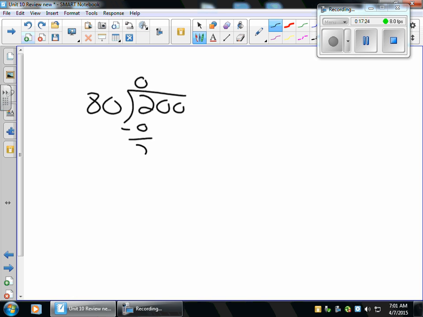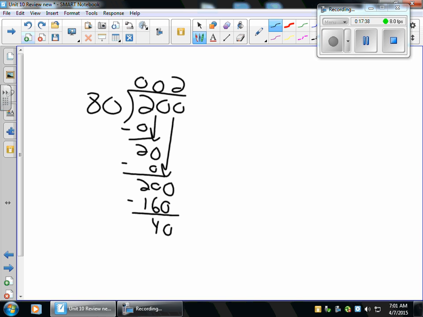0, subtract, got a 2, bring down the 0. 80 goes into 20, 0 times, subtract. How many times does 80 go into 200? Well, I'm going to put 2 times because 80 times 2 is 160. Subtract, bring down the 0. How many times does 80 go into 400? Well, 8 goes into 40 5 times. So 80 times 5 is 400. So 2.5.